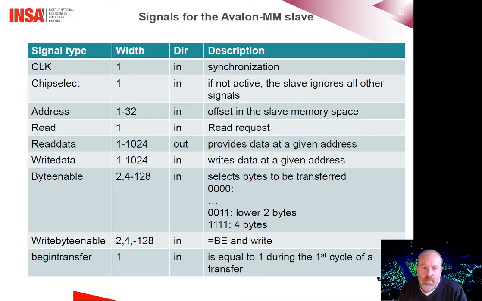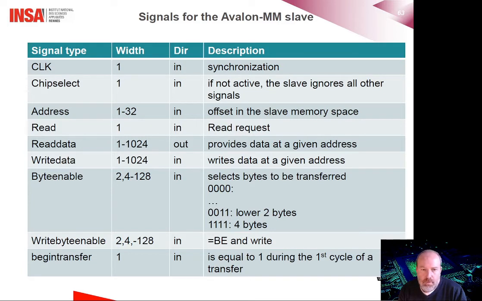If present, read data is also required. In this case, this new signal provides data at a given address that was previously indicated by the address signal, and the signal is up to 1024 bits. The write signal indicates a transfer. If present, the write data signal is also required and consists in writing data at a given address. Write data is also available as an input.